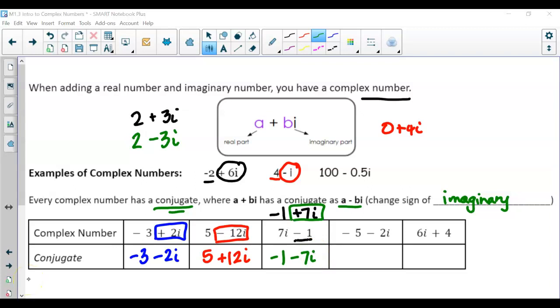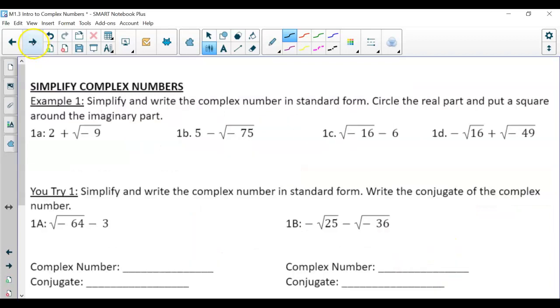And here we go. For the first one, you should have identified that the imaginary part is -2i, so -5 plus 2i is the conjugate. Then you should have noticed here, not in standard form, so 4 plus 6i is now in standard form. Then change the sign of the imaginary part, so 4 minus 6i is your conjugate.